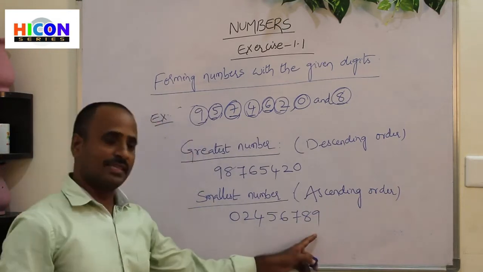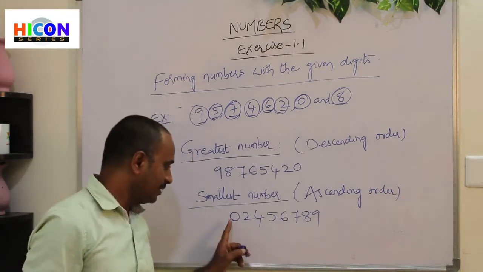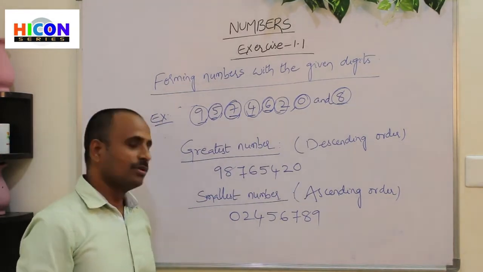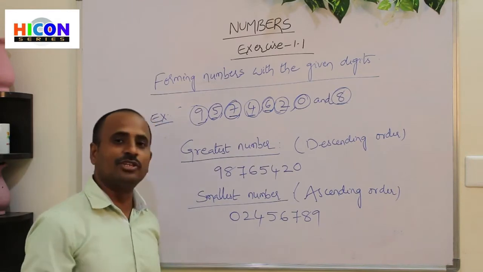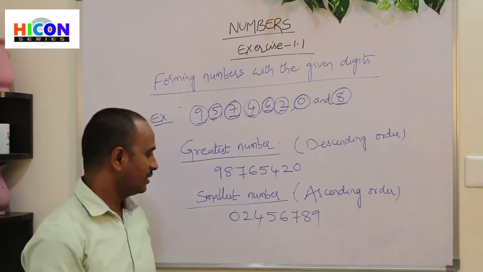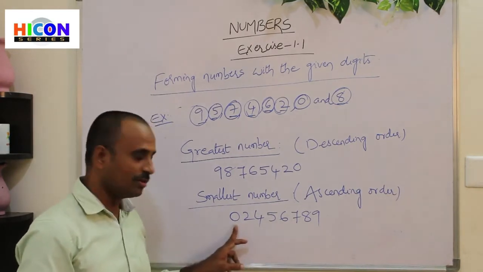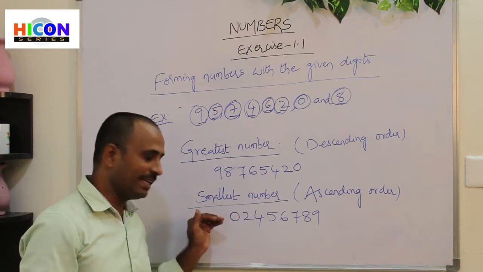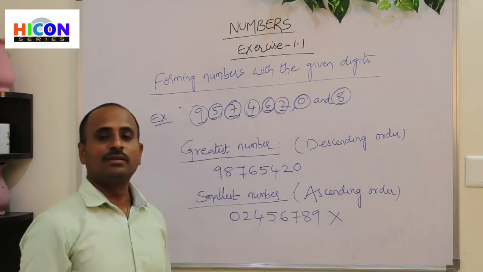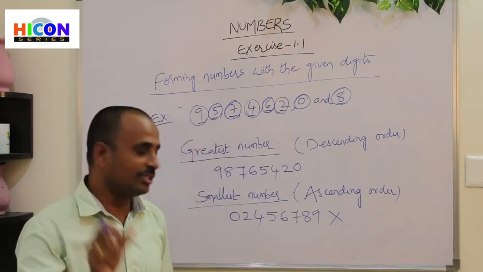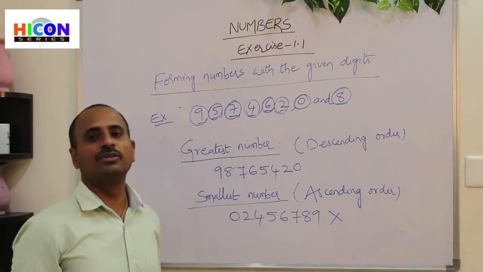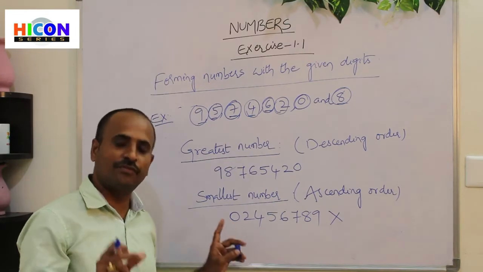So children, this is the smallest number, but this number started with 0. If any number starts with 0, it has no meaning. Any number should not start with 0. Here the number started with 0, so this is the wrong one. That means we should not write 0 in the first place. We should not start any number with 0.